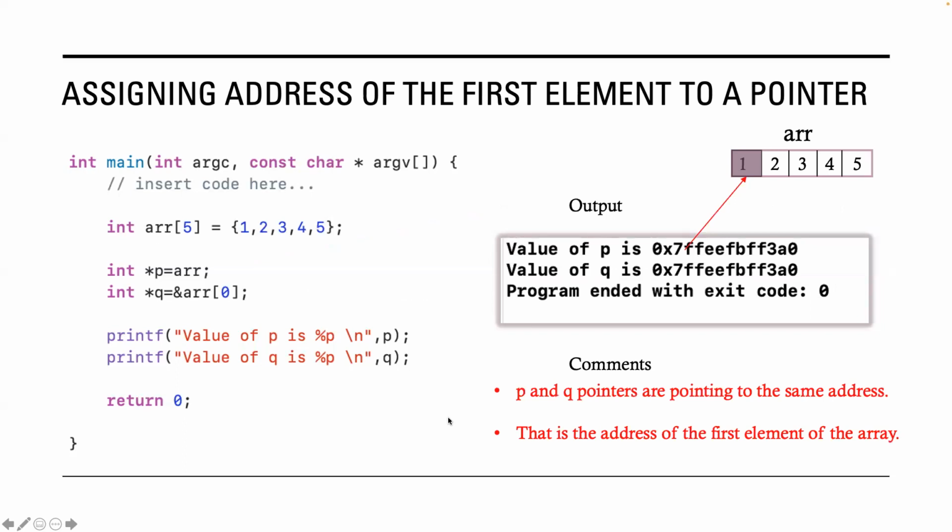So let's see what I get. If I run this code, I'm getting this output, and you can see that both printf statements print the same value, because the array name represents the address of the first element of the array, and also the ampersand mark with the array name and the 0 index gives the address of the first element of the array. So both represent the same thing.